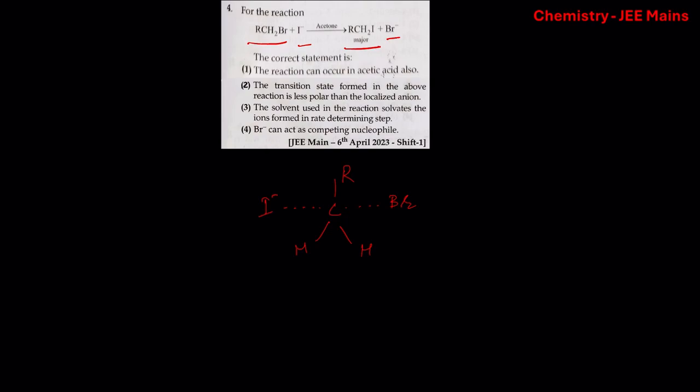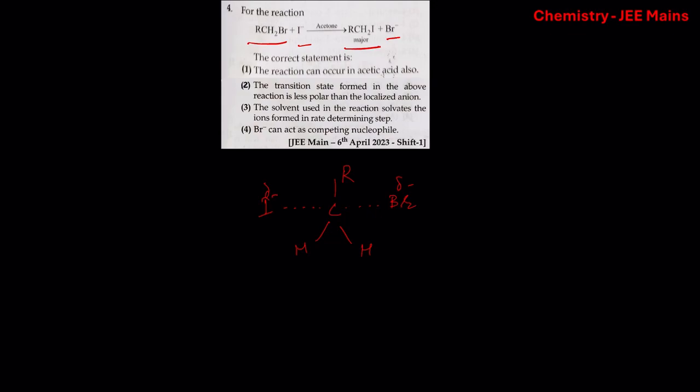So this is the intermediate formed during the reaction, and both bromine and iodine will have a partial negative charge. There will be a partial negative charge on bromine and partial negative charge on iodine. So this anion which is formed during the SN2 reaction, in this anion the negative charge is not localized on any one atom. Here the negative charge is delocalized on two atoms, that is, one is iodine and one is bromine. So since the negative charge is delocalized on two atoms, therefore this anion is less polar.